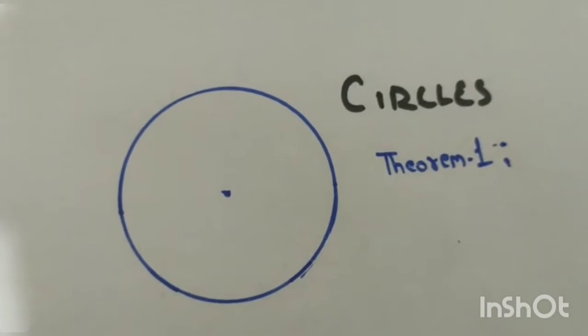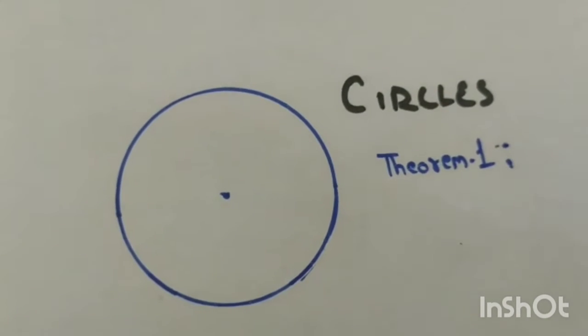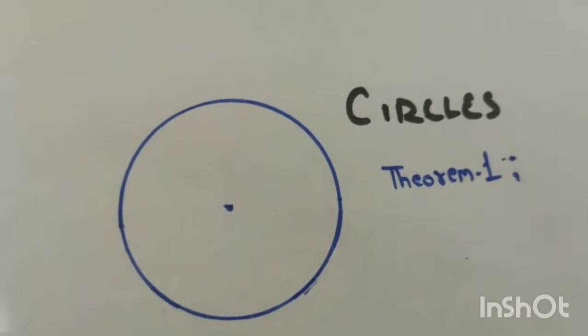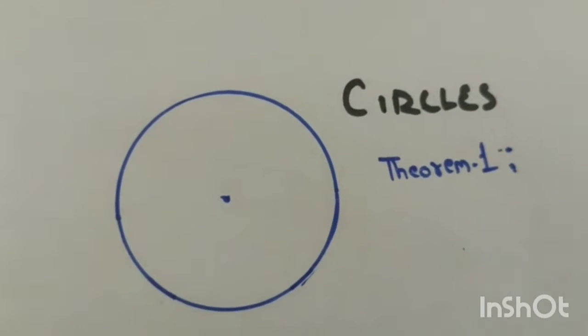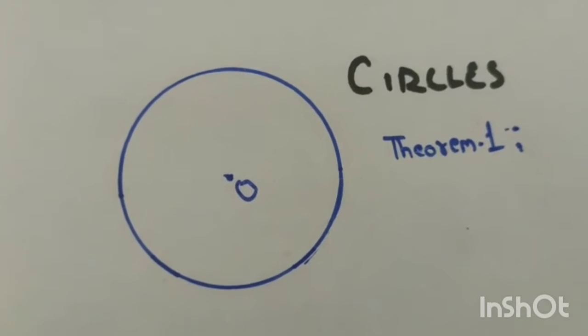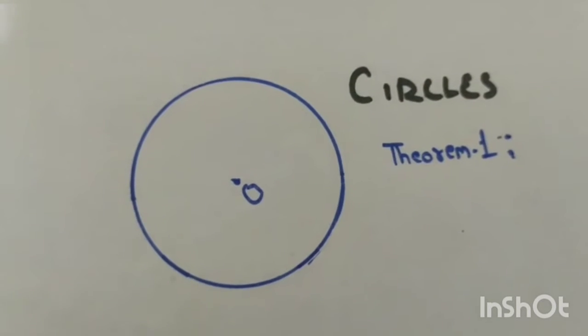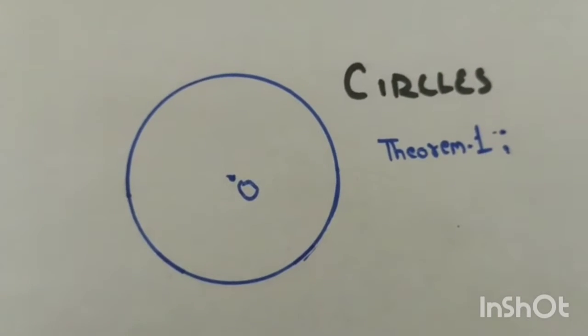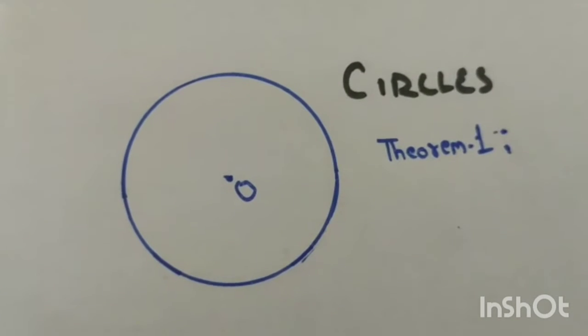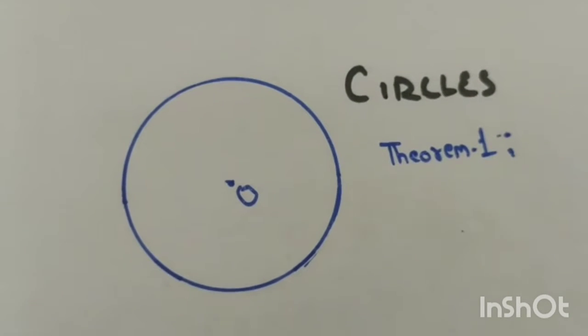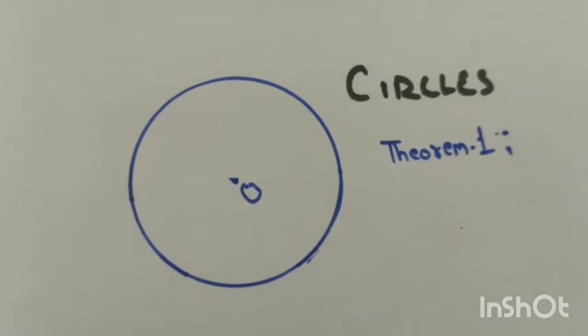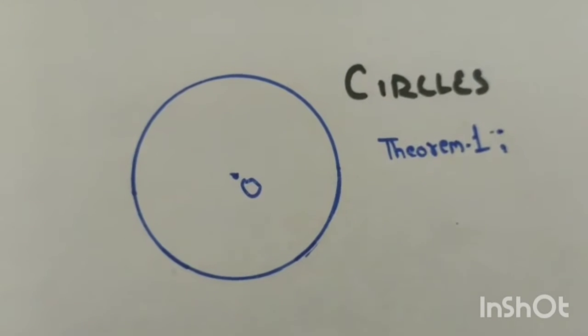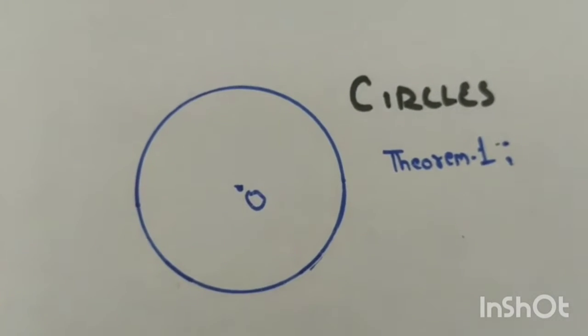For me to make you understand this theorem, let's get this circle center a name. I will call it O. So here we have a circle and its center whose name is O. Let me tell you a basic thing, that most of the theorems are related to chords. So theorem 1 is also related to the same.